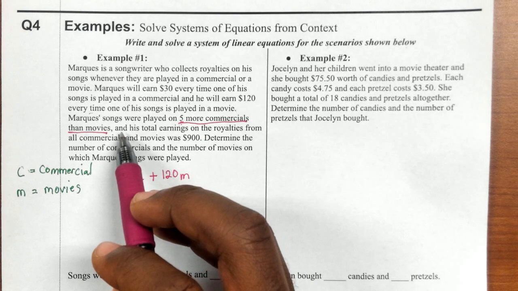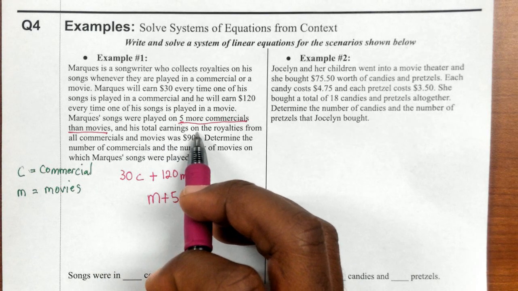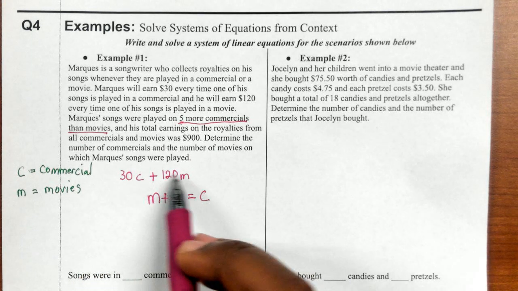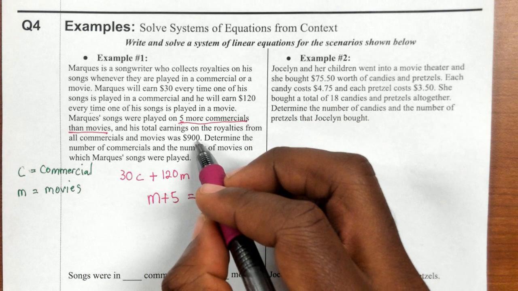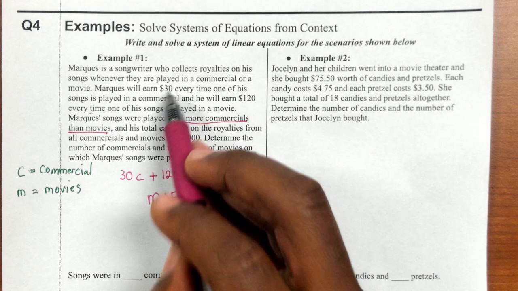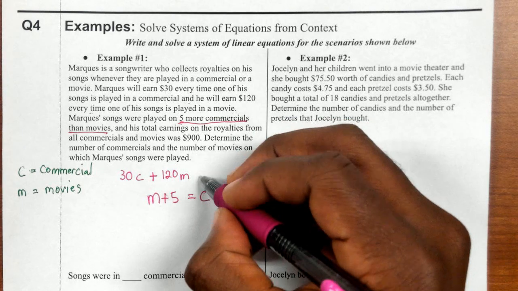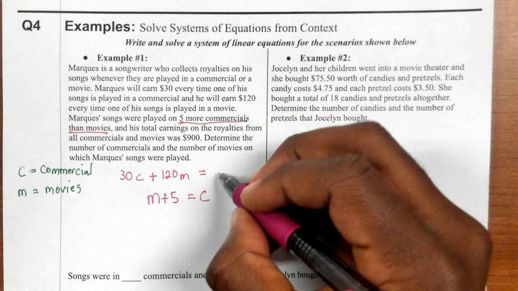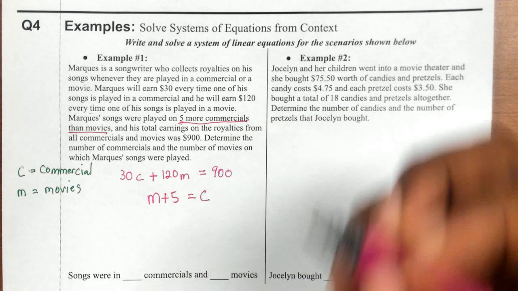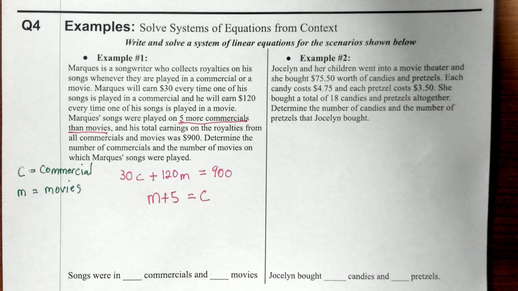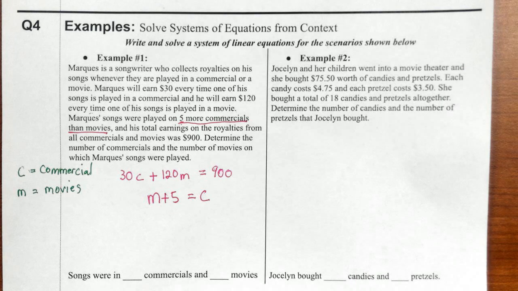It continues to say, and his total earnings on royalties from all commercials and movies combined would be $900. Because this 30 was the amount of dollars, this 120 was the amount of dollars, the total for this has to be the amount of dollars, all right? And now we have our two equations. Now we're going to solve it, okay? The method we're going to use is called substitution.